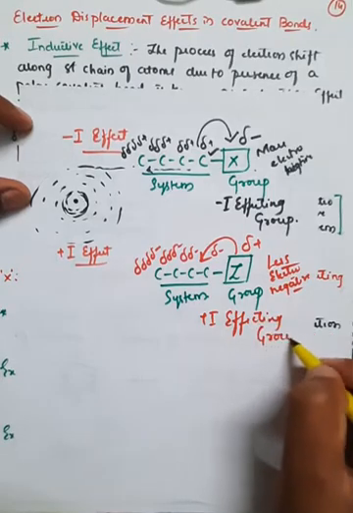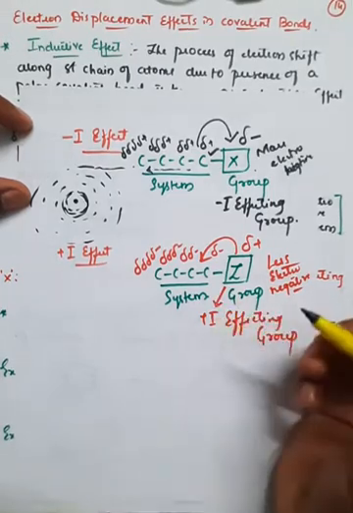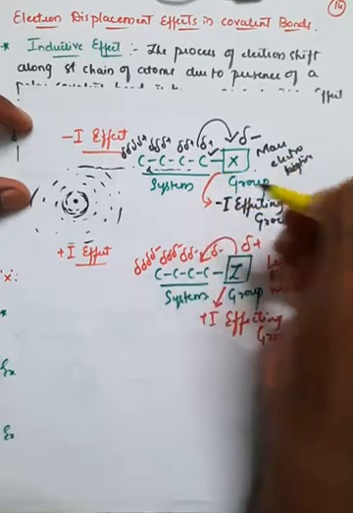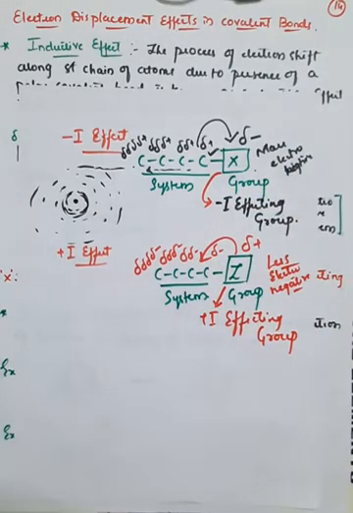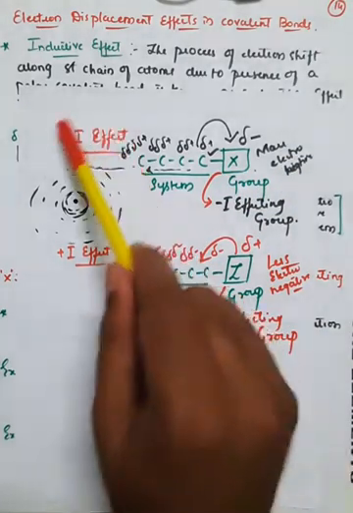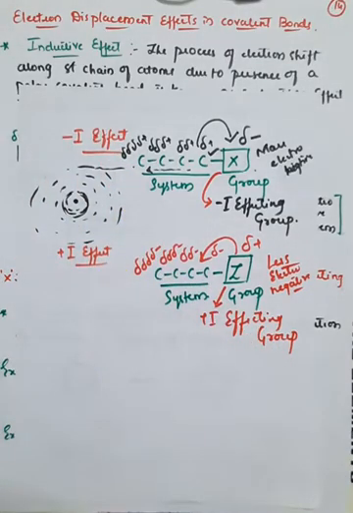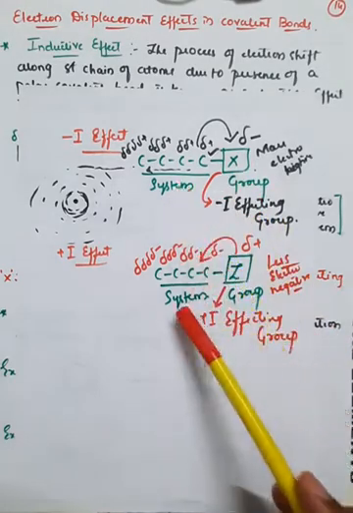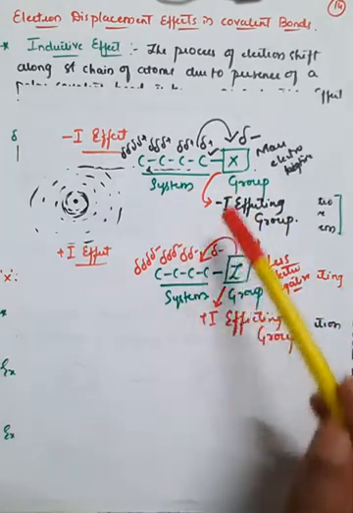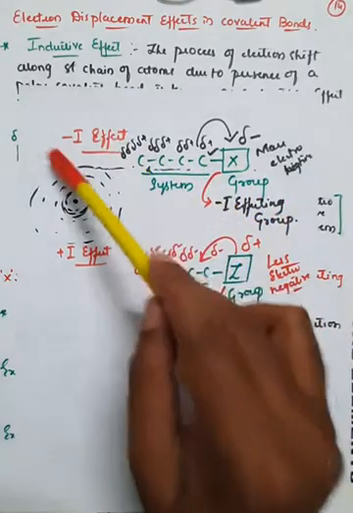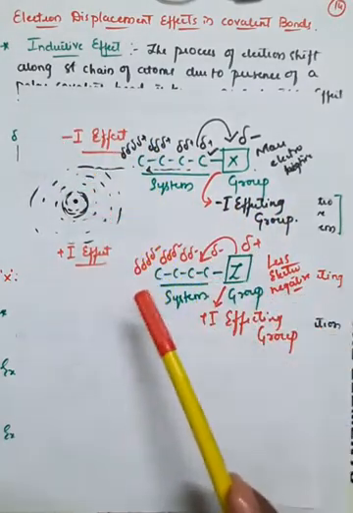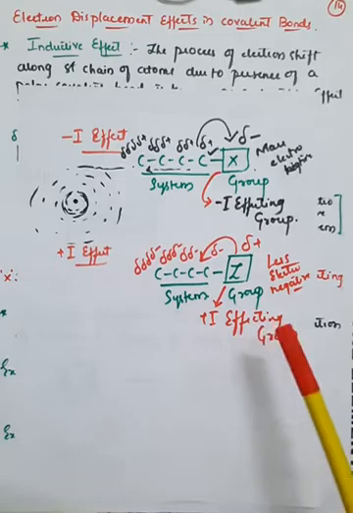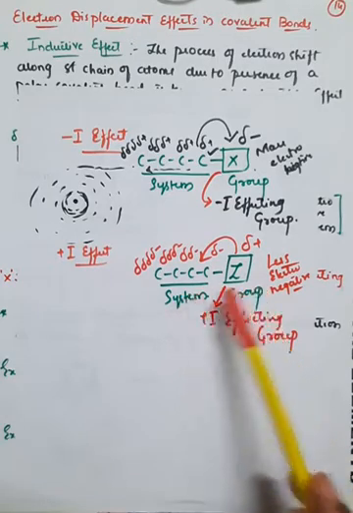It is called plus I effecting. Observe here, Z is called a plus I effecting group, and here X is called a minus I effecting group, right? Generally in case of inductive effect, the effect is caused by the transmission of electrons from the group towards the system or from the system towards the group. If the electron moves from a system towards the group, it is considered the minus I effect. And in case of plus I effect, the electron will move from group towards the system, right?